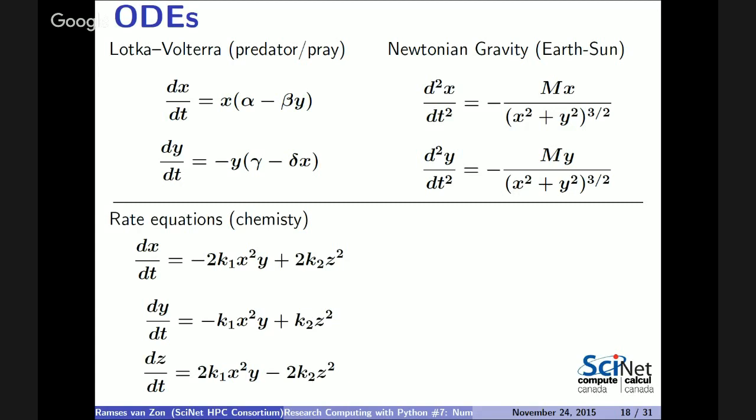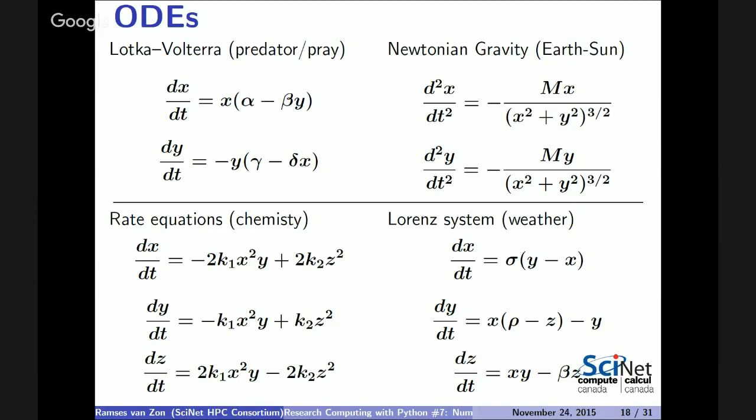In chemistry, you often find ODEs in rate equations. So these are concentrations of different reactants, K1, K2, etc., reaction rates, and this can be used to describe how a reaction moves about. It's actually not too different from the predator-prey model.